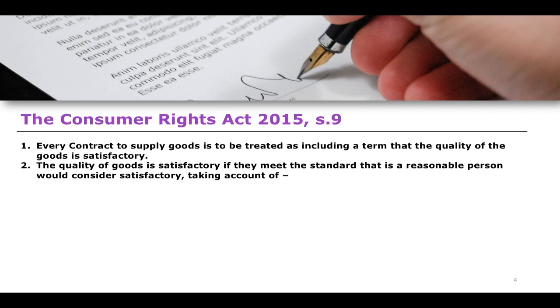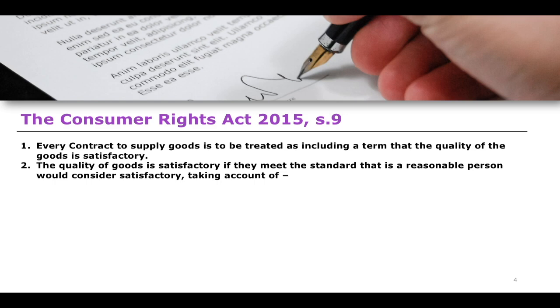So, firstly, Section 9 subsection 1 makes it clear that every single contract to supply goods is to be treated as including a term that the quality of the goods is satisfactory. This is a term that is implied into the contract, hence the phrase is to be treated as including.